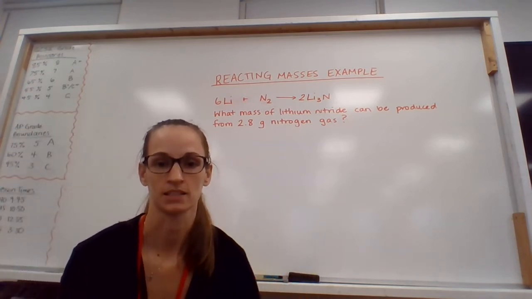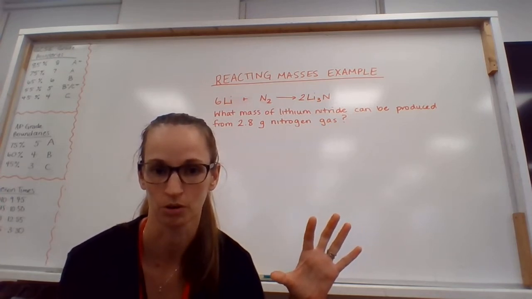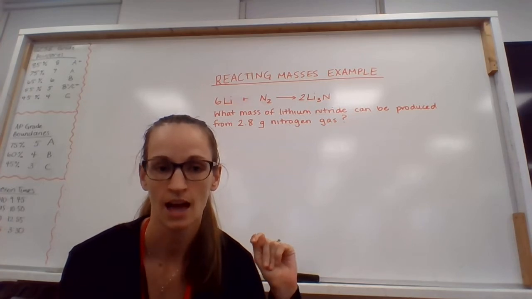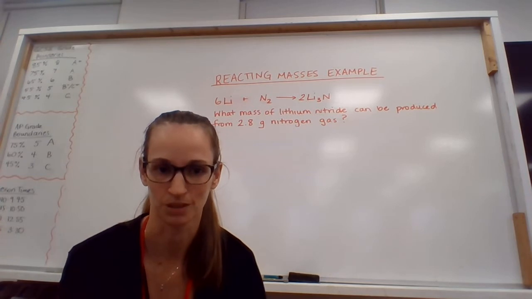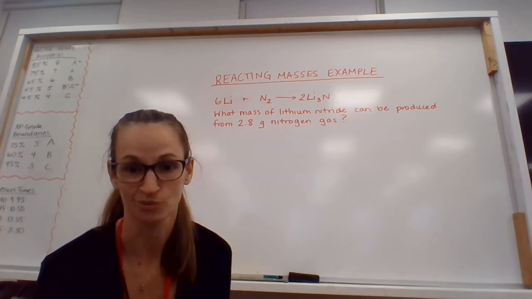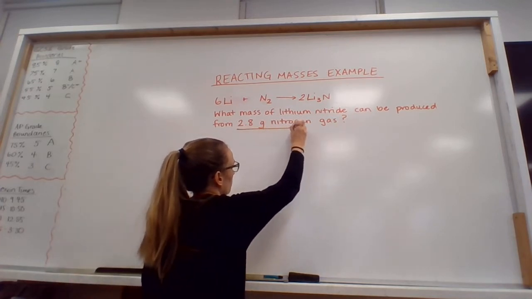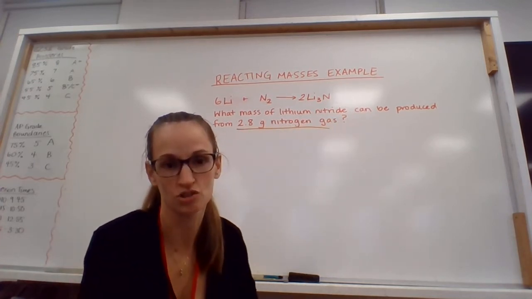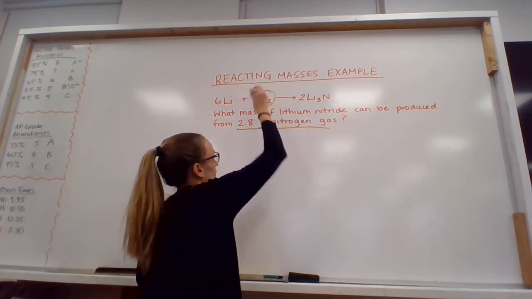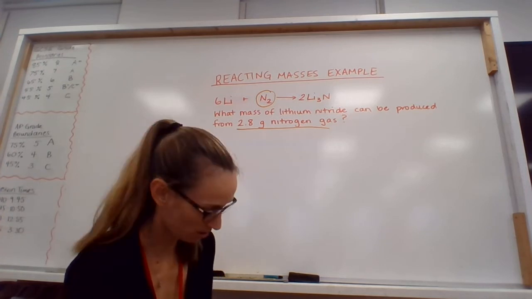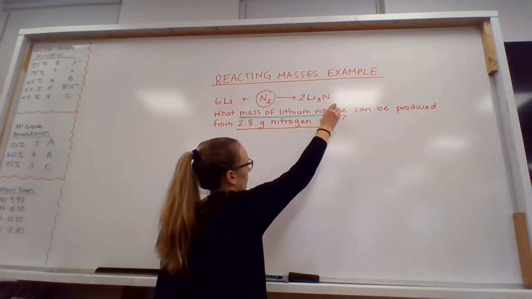So when you get a reacting masses problem, you're always going to get one known, where they give you information about a chemical. In this case, we've been given mass. And one unknown, the other chemical that you're asked to find something about. So your first step is really just to identify those two. In this one, our known is nitrogen gas, and we've been told 2.8 grams. So that's here, N2. And our unknown, the one we're asked about, is right here. Mass of lithium nitride.